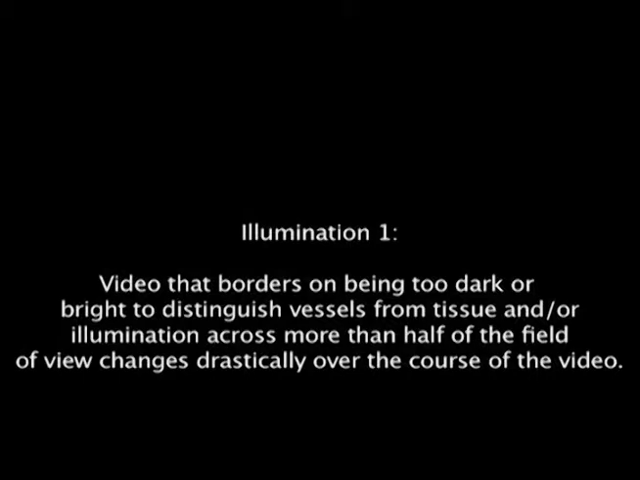Let's move on. A score of 1 for illumination means that the video borders on being too dark or too bright to distinguish important features, and/or illumination across more than half the field of view changes drastically over the course of the video. Here are a few examples of poor illumination. In these videos, the small vessels in the background are a little more difficult to see. This is not an ideal situation, but can still be used for later analysis. We would score these videos with a 1.